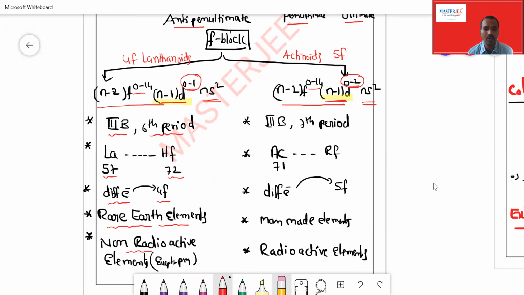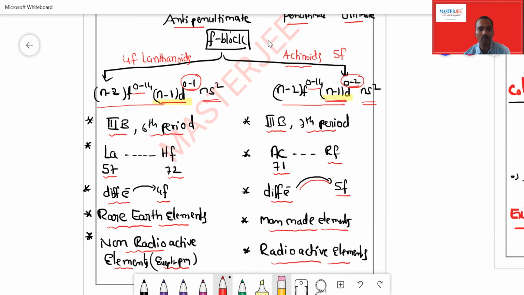These are non-radioactive in nature except promethium. Except promethium, the remaining are all non-radioactive. Coming to the actinoids, these belong to the third B group, seventh period, from actinium to rutherfordium. Here the differentiating electron enters the 5f orbital. That's why these are called 5f series elements. These are generally man-made elements. Many of the elements are radioactive in nature.